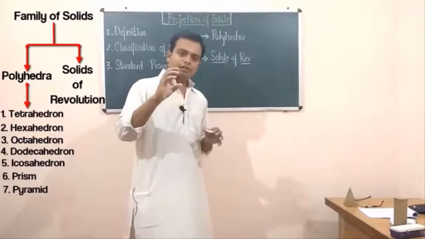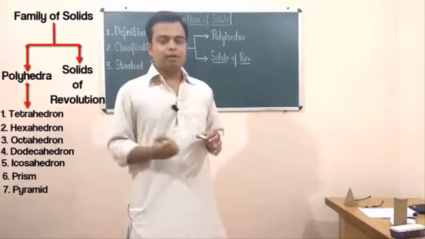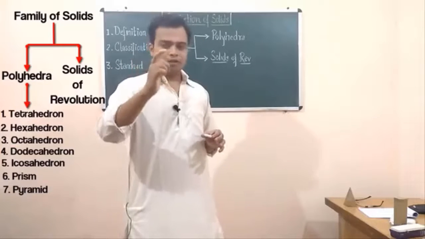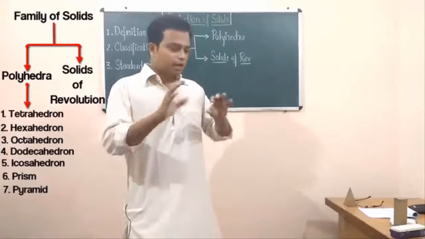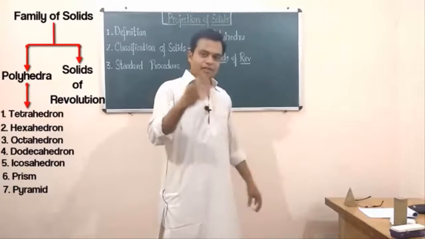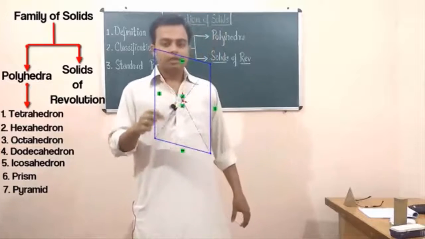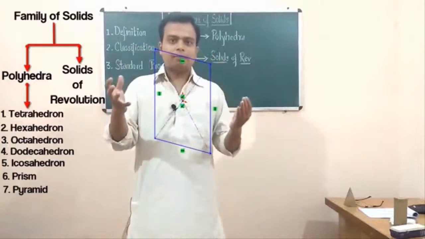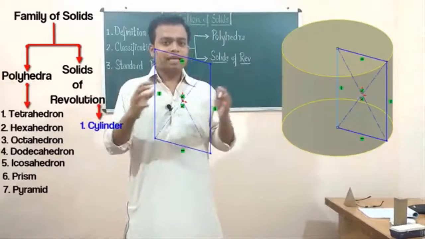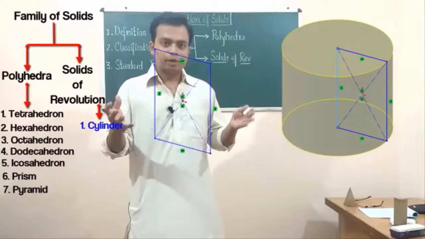Well, a solid which is generated or developed by rotating a plane figure about a certain axis can be referred to as a solid of revolution. Now let's say we have a rectangle. A rectangle has 4 sides. We keep one side fixed and we then rotate the remaining stuff. What will happen? It will form a cylinder, and that's exactly how a cylinder is born.